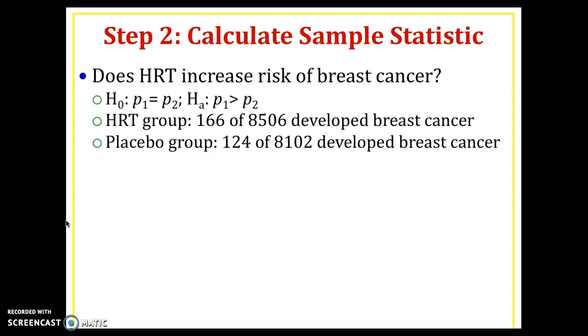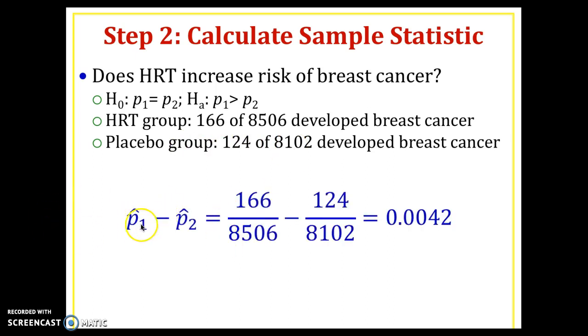All right, calculate the sample statistic. So we've got the null hypothesis rewritten up here. The HRT group is 166 of 8,506 developed breast cancer, and the placebo or control group, 124 out of 8,102 developed breast cancer. So if I want to write down the sample statistic, it's p hat 1 minus p hat 2, which are these 2 proportions. Subtraction gives me 0.0042. All right, so this right here is the sample statistic, 0.0042. In a vacuum, I would argue this is a very small change, less than 1% between the 2 groups, but these are very large sample sizes, so that could still lead to statistically significant results.